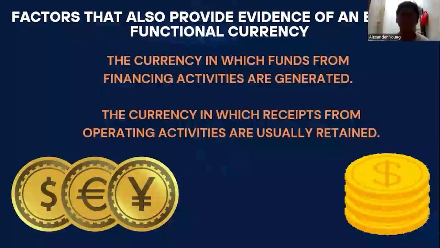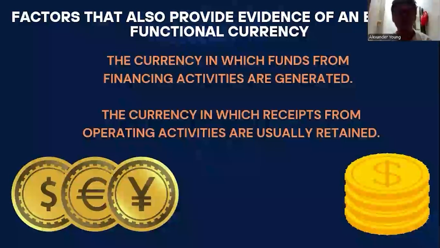Next one is factors that also provide evidence of an entity's functional currency. First, the currency in which funds from financing activities are generated. Let's say our company issued bonds, but they are not local bonds, they are international bonds in USD, which is mainly used in the USA. The functional currency because of the international bonds is USD.